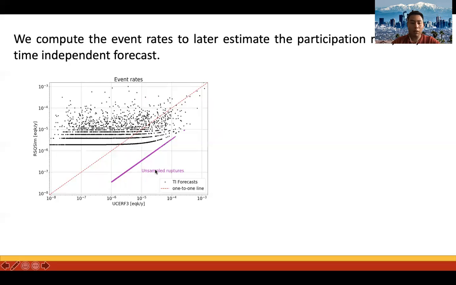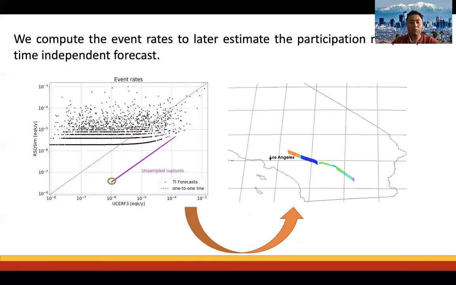We also have some unsampled ruptures represented by these purple dots. Those are ruptures that could happen at least once every 1 million years, according to user 3, but those are not allowed by RSQ-SIM. If we look at an example of those ruptures, we will see this really interesting rupture, which ruptures the southernmost portion of the South Mojave section all the way down to the Coachella section. This rupture could happen according to user 3, but it is not allowed in the RSQ-SIM simulator.